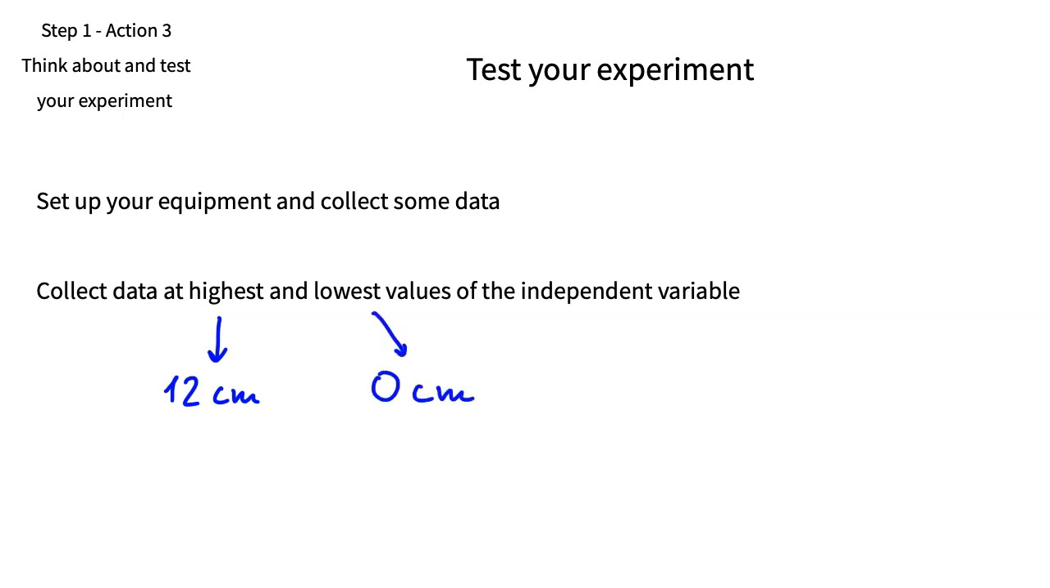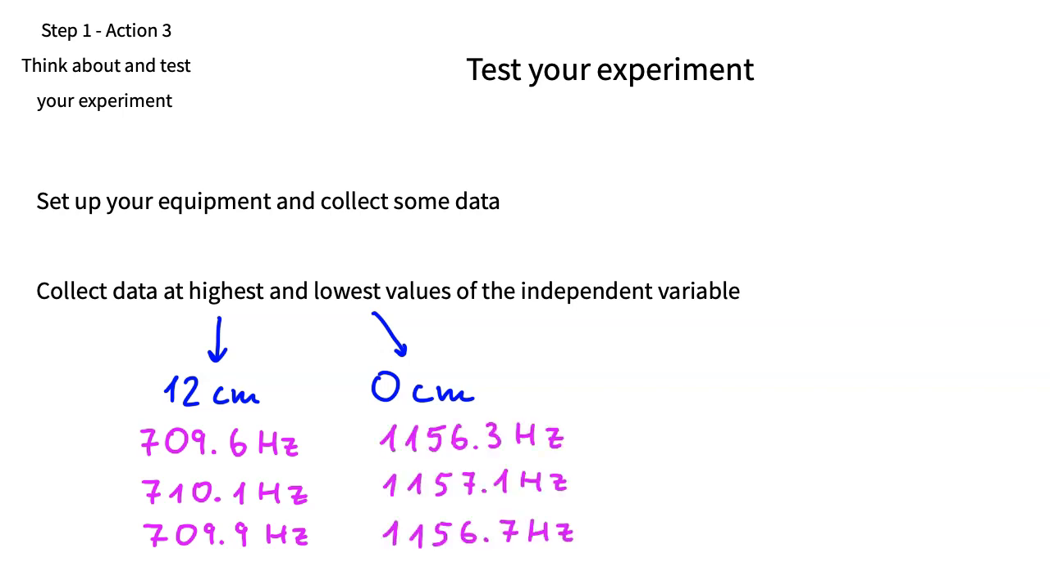0 centimeters. I recorded the frequency of the emitted sound wave for a water level of 12 centimeters a few times and got these values. For an empty glass, I got these values. So through testing my experiment, I confirmed that it is easy to change the independent variable, easy to measure the dependent variable, and that the dependent variable gives a good range of data.